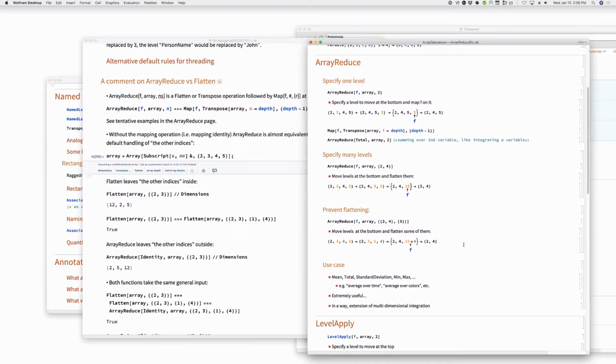Something I think it's important here is to realize that array reduce is a combination of 2 operations. The first one is always a flatten or transpose, and the second one is a map, and they are independent. Sorry, say that again, Jose. Yes, that's the way I understand array reduce now: the combination of two operations consecutively. First, always either transpose or flatten, and the second is a map.